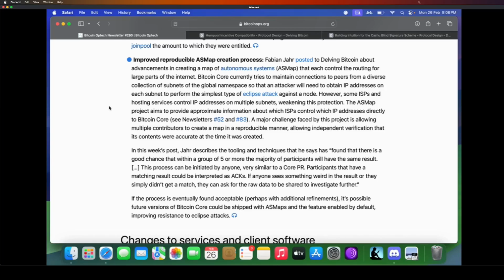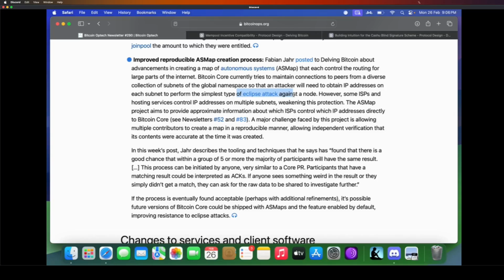What if that happens? What if there is an attacker and the nodes being run by that attacker occupy all the 11 outbound peers? Then you have no avenue. Your node is completely surrounded. And this is what we refer to as an eclipse attack. So to reduce the chances of an eclipse attack, this ASMap creation process is being considered.